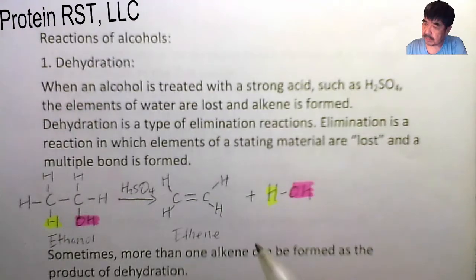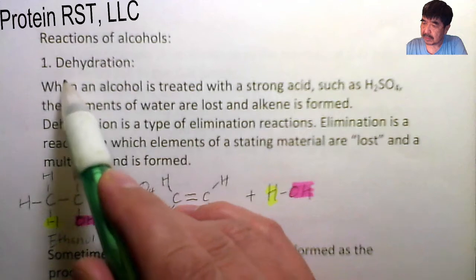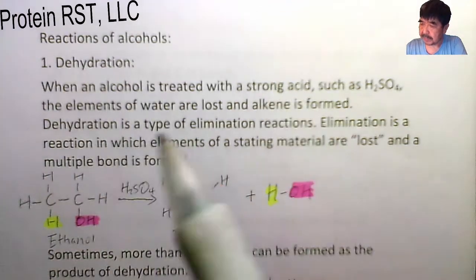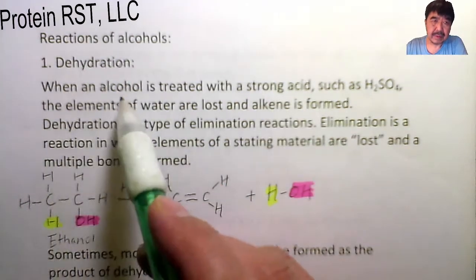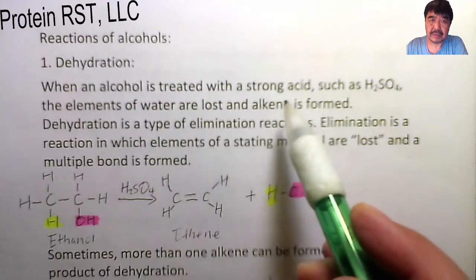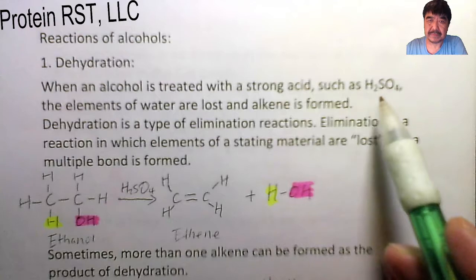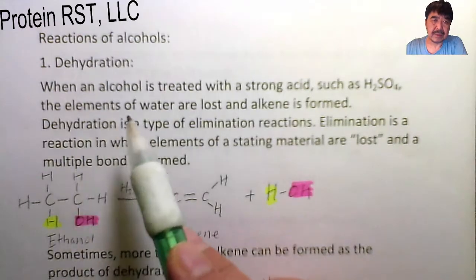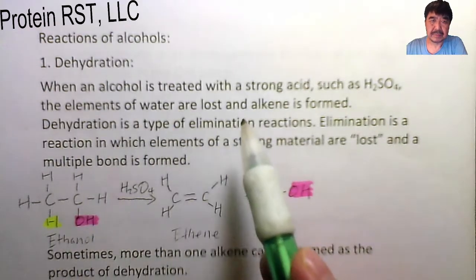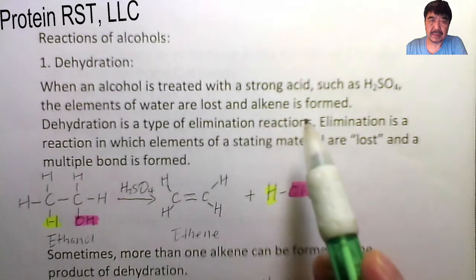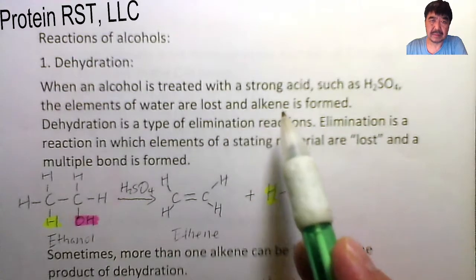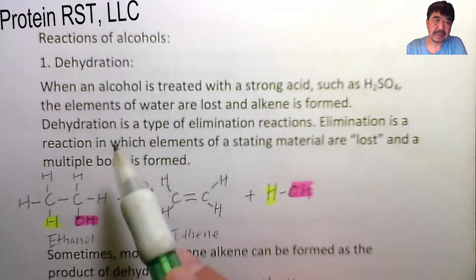Let's take a look at the reactions of alcohols. The first one, dehydration. When an alcohol is treated with a strong acid, such as sulfuric acid, the elements of water are lost, and an alkene is formed.